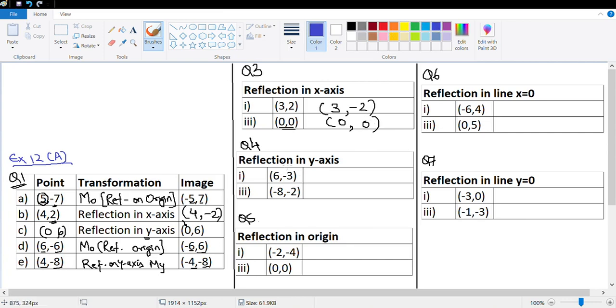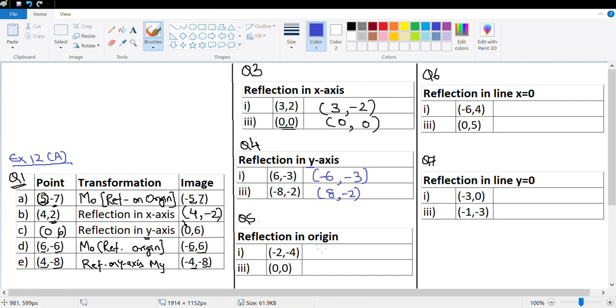Let's look at question number 4. State the coordinates of the following points under reflection in y-axis. So here, since we are reflecting in y-axis, the sign of the x will change. Magnitude would remain the same for both of them. So this is positive, which means after reflection it will become negative. Similarly, in part 3, the sign of the x will change. So -8 will become 8, and nothing will happen to our y coordinate. That's about it.